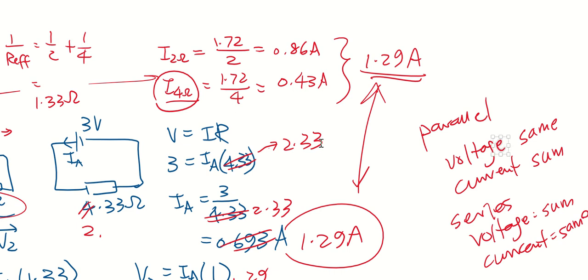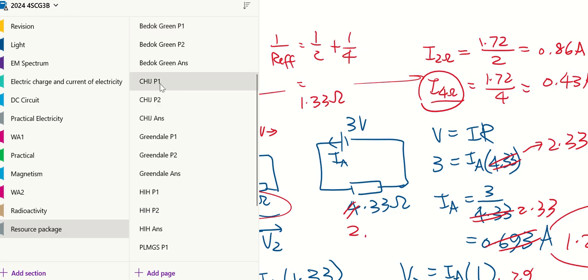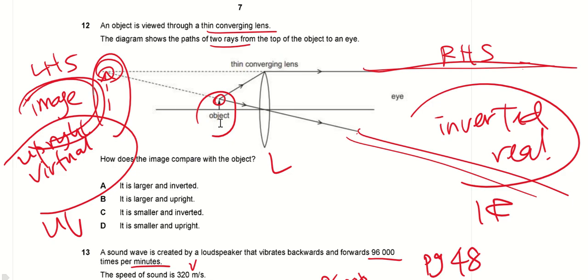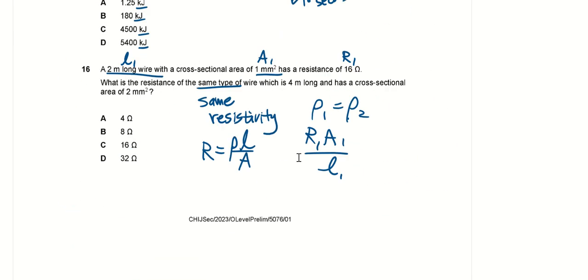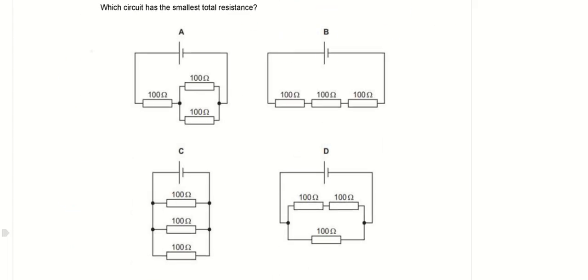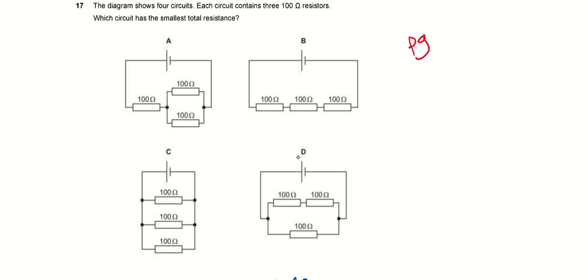Okay, so the next question is from CHIJ. Page 49, question 17. So this is from CHIJ.